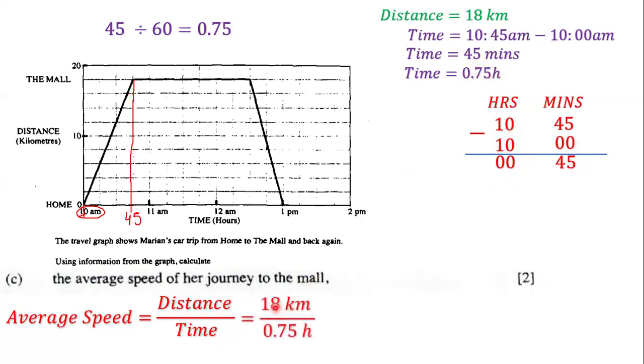And so the distance is 18 kilometers. The time is 0.75 hours. And when we divide these two, we get 24 kilometers per hour. And so that means that the average speed of our journey to the mall is 24 kilometers per hour.